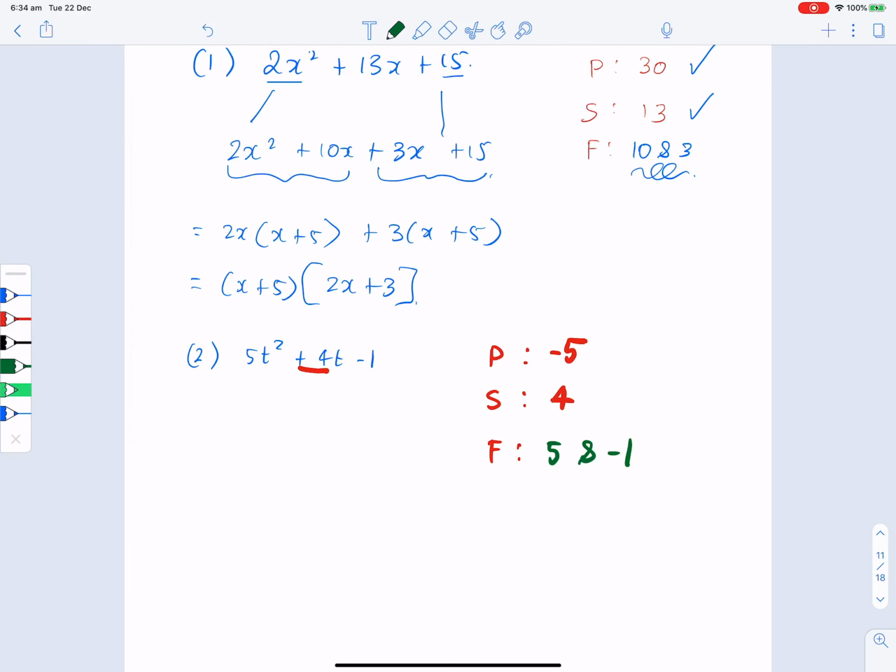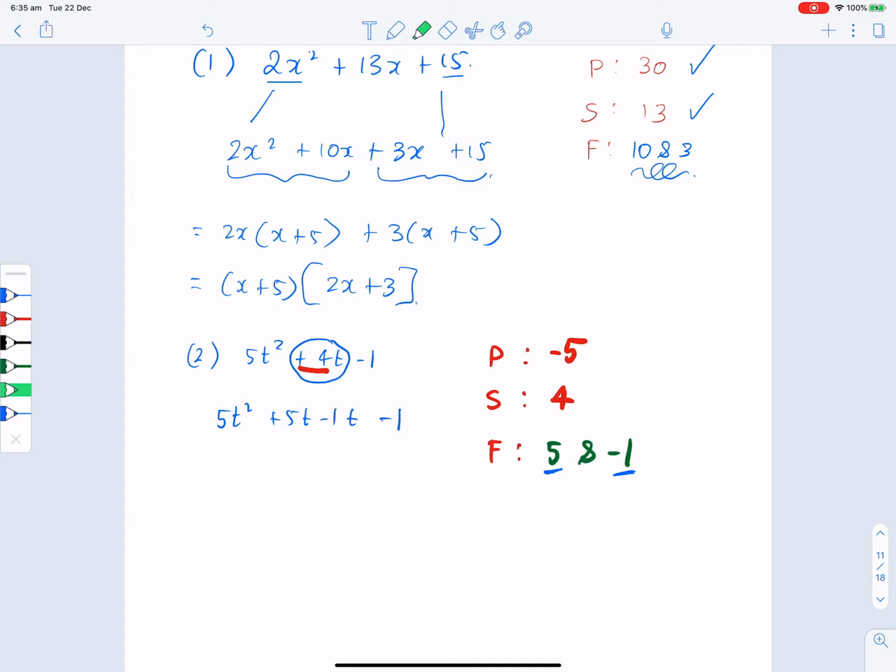So, what are we going to do now? Like we did before, we're going to leave the 5t squared alone. We're going to rewrite the plus 4t as 5t minus 1t. On the bottom right here, look at the green factors, 5t minus 1t. And we're going to leave the minus 1 right at the end.